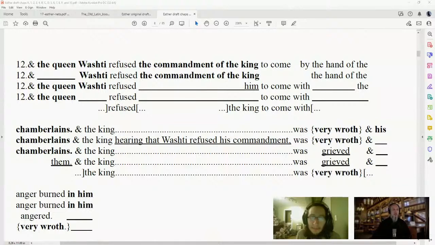Let's see here. Never mind. But the alpha text repeats the information. The king, hearing that Vashti refused his commandment. All the other versions do not have that repetition, so the alpha text is probably wrong in that instance. Okay.